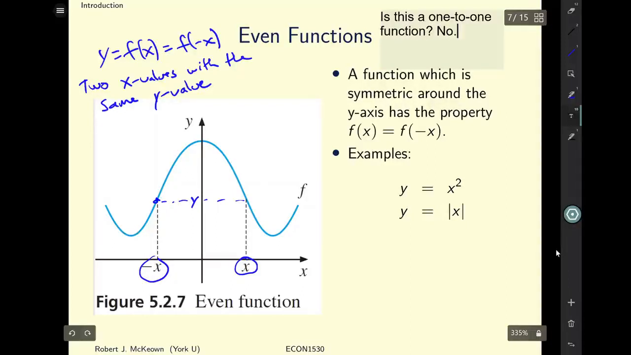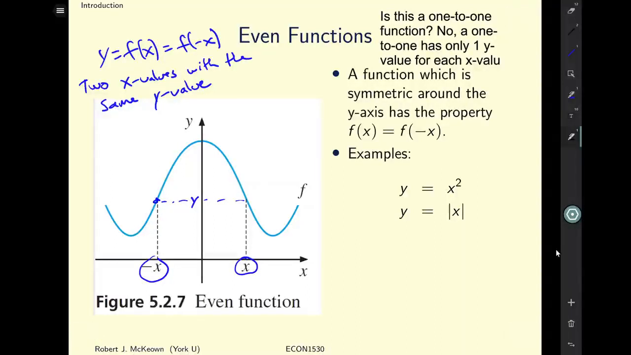No, it's not, right? A one-to-one function has only one y value for each x value. I'm going to leave it misspelled because I think if I put in that E, it's going to go right down to the next line. So this is something about symmetric functions that you can take advantage of.